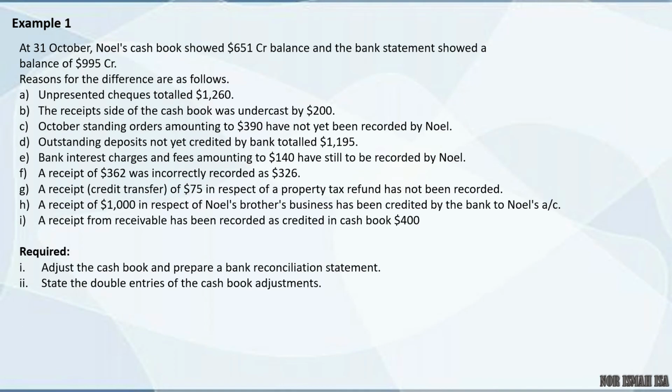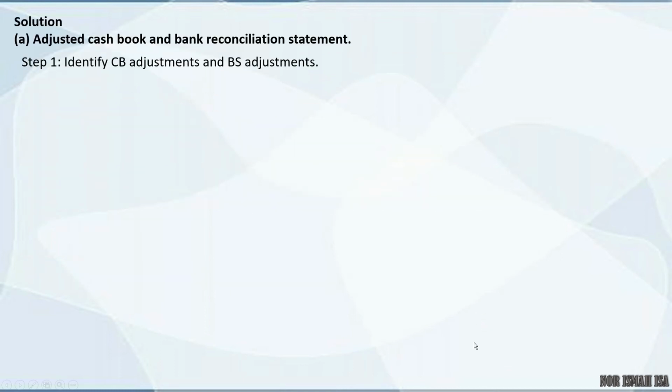Okay, let's go to example number 1. The question asks you to do adjustments for the cash book and prepare a reconciliation statement. And then you need to do double entries for the adjustments. First you need to do the adjusted cash book and reconciliation statement. So first we need to identify cash book adjustments and bank statement adjustments.